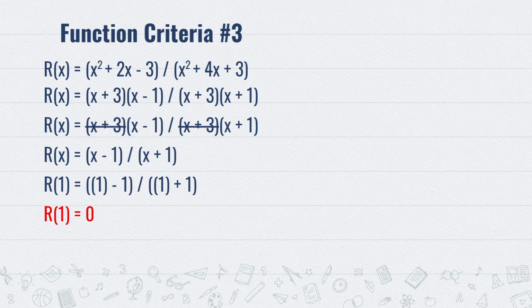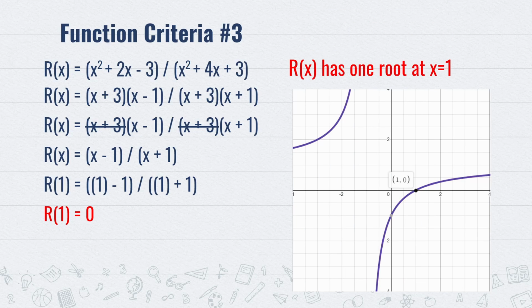Good morning, it's me again, and the third criteria our function must meet is that it should have at least one root. As you can see in our work, that root can be found by making the numerator equal to 0. In our case, x is equal to 1, where y is 0, so the root of r of x is at 1, comma 0.